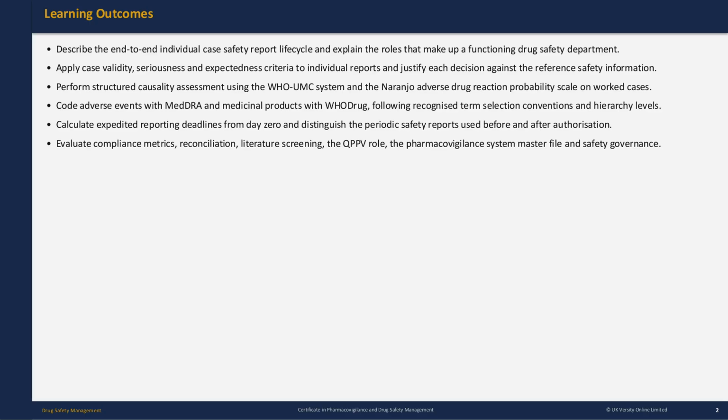Learning outcomes: describe the end-to-end individual case safety report lifecycle and explain the roles that make up a functioning drug safety department. Apply case validity, seriousness, and expectedness criteria to individual reports and justify each decision against the reference safety information. Perform structured causality assessment using the WHO UMC system and the Naranjo Adverse Drug Reaction Probability Scale on worked cases. Code adverse events with MedDRA and medicinal products with WHO Drug, following recognized term selection conventions and hierarchy levels.